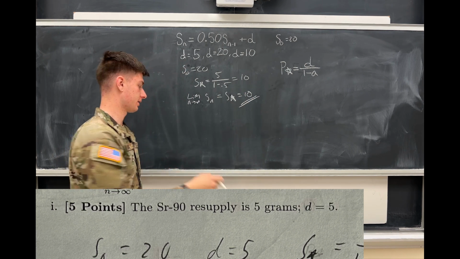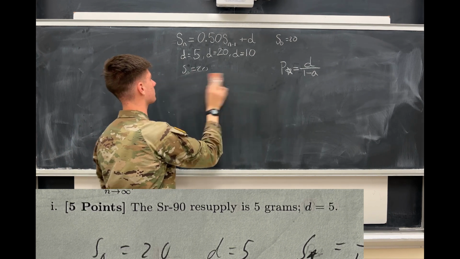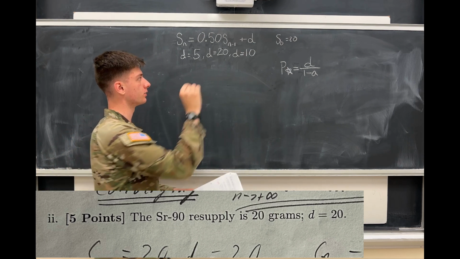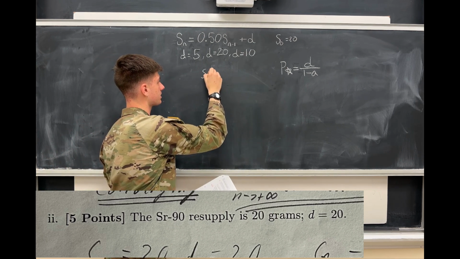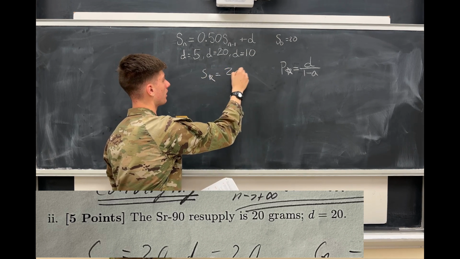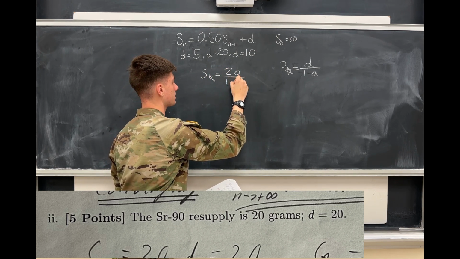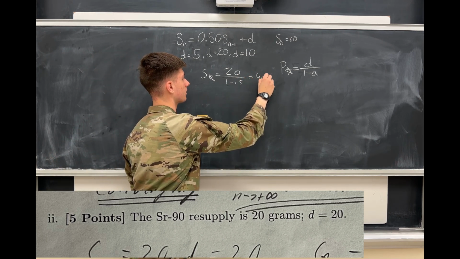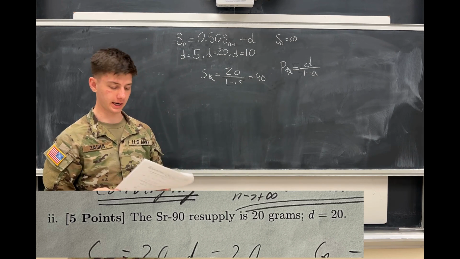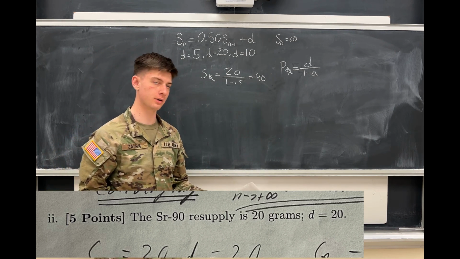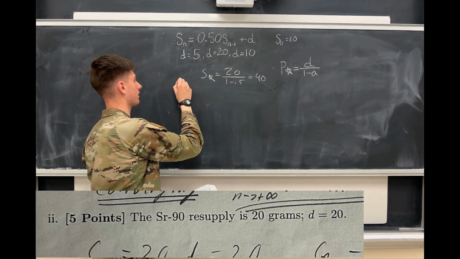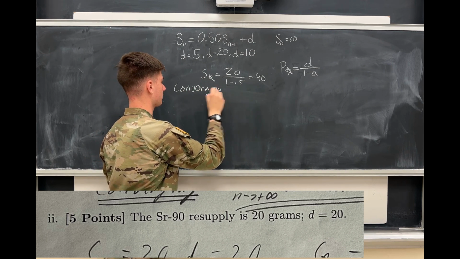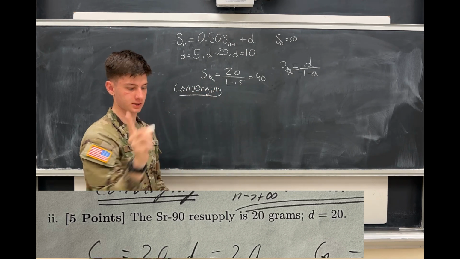Easy peasy. Going on to the second equation, where we have the second question there, where D equals 20. Again, we're going to do the same thing. So we know D, we're going to use our equation. So we're going to say that S star equals 20 over 1 minus 0.5. Use your calculator. Equals 40. Again, A is between -1 and 1, so we know it's converging. So make sure you write that down, actually. Forgot that in the last one. Write that down. Converging, that's the one word that we're using.